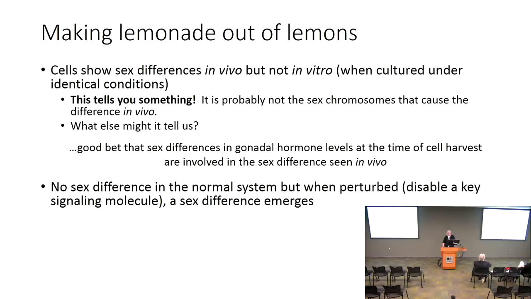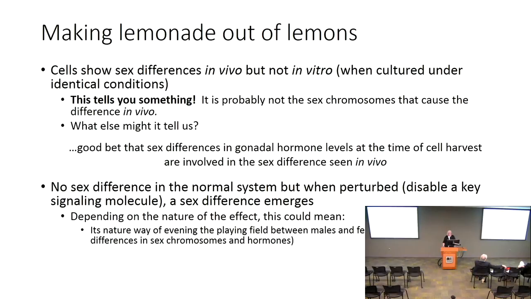example is there's no sex difference in the normal system, but when perturbed, for example, disabling a key signaling molecule, all of a sudden a sex difference emerges, right? And that's, wow, that sounds confusing. But again, I'd like to argue that there's value in that. Depending on the nature of the effect, this could mean that it's nature's way of basically evening the score, right, and making things the same.